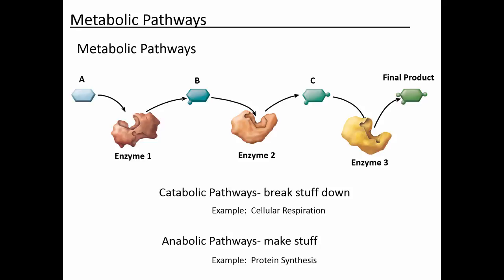On the flip side, you have anabolic pathways, where you're taking simpler components and combining them to make a more complex molecule. In anabolic pathways, you're building something or making stuff. As an example, I have protein synthesis on there. Also in contrast to catabolic pathways, anabolic pathways usually require the input of energy, and that's true for protein synthesis. Protein synthesis requires the addition of energy in order to synthesize a new protein for the cell.